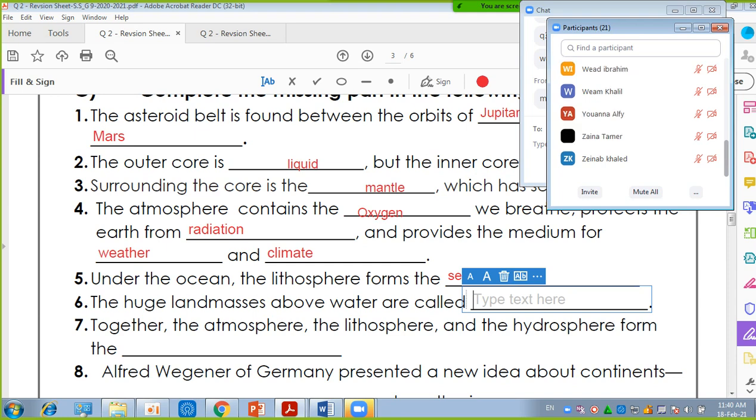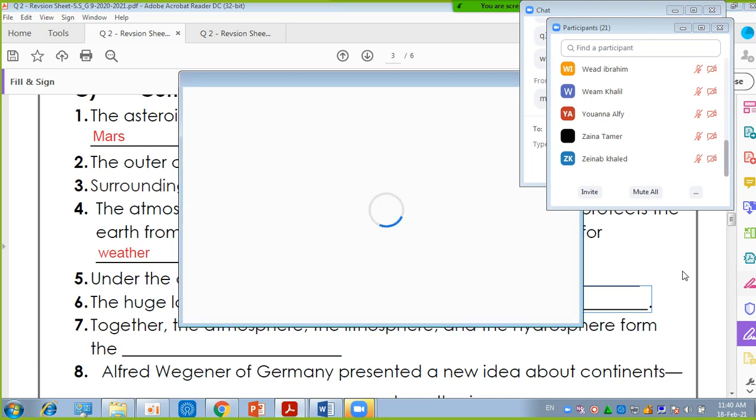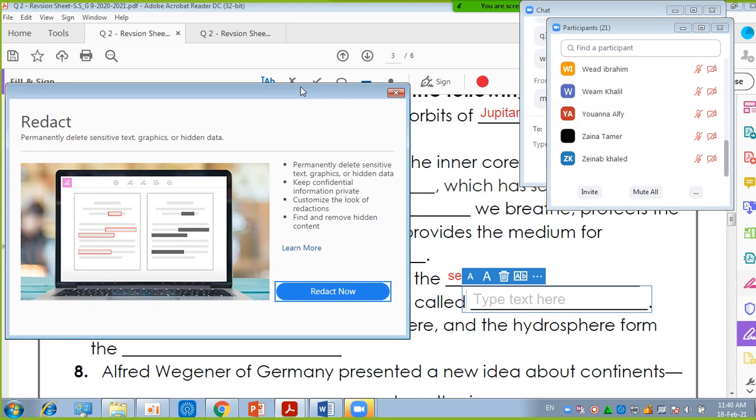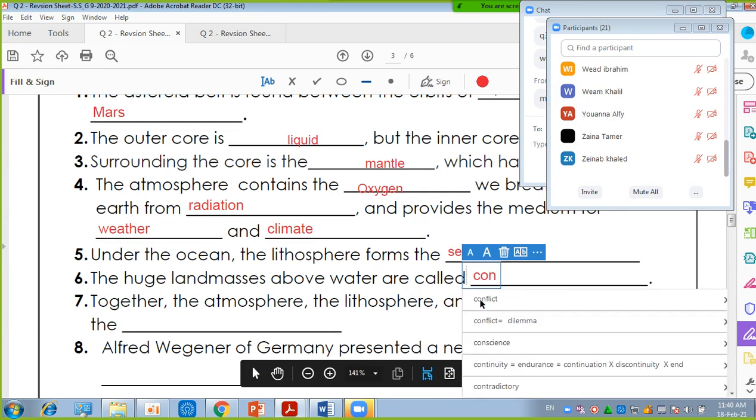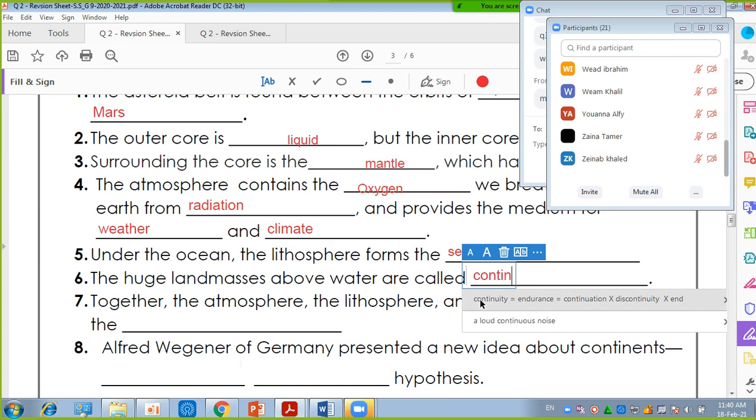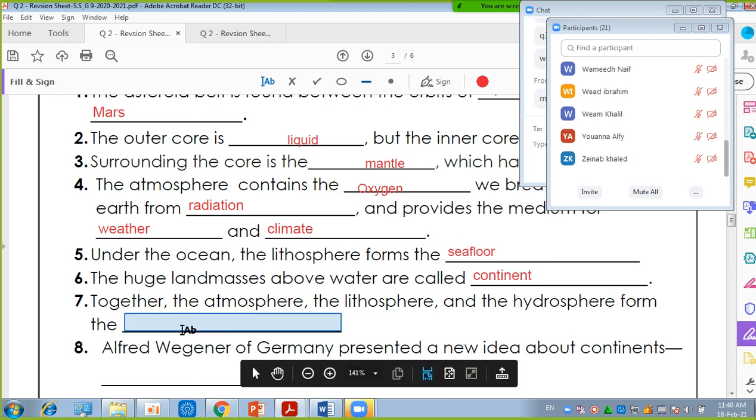Continents, yes. The continents. That's right. How many continents do we have? Do you know? 7. Thank you. In which continent do we live? Africa. Yes, we live in Africa. This is our continent. Thank you, Zaina.